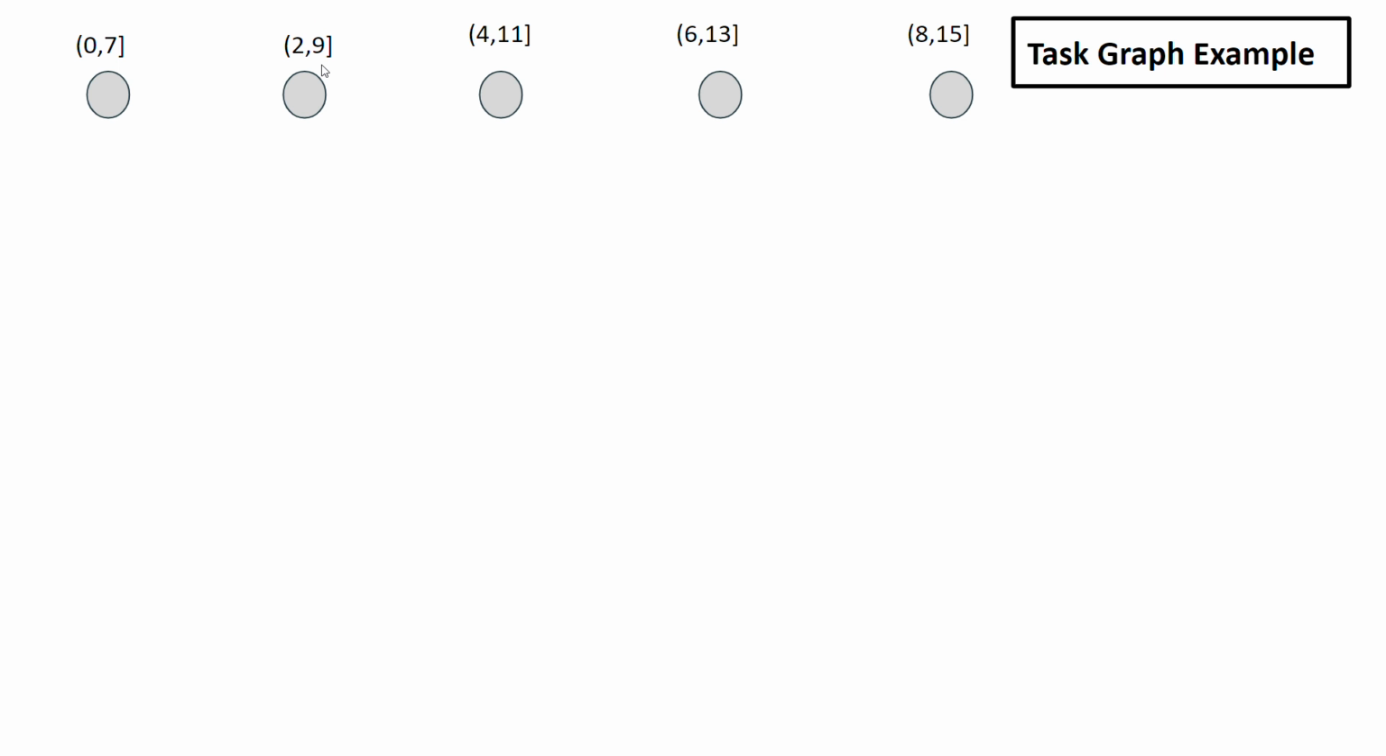So the relative deadline is 7 units. This is what about this first task. And there is no dependency among jobs. So as soon as a job is released, it can execute immediately because the first job does not depend on the second job.